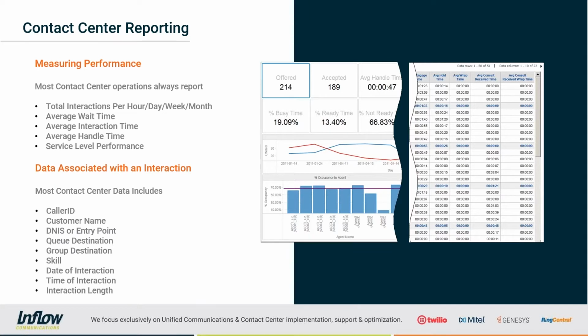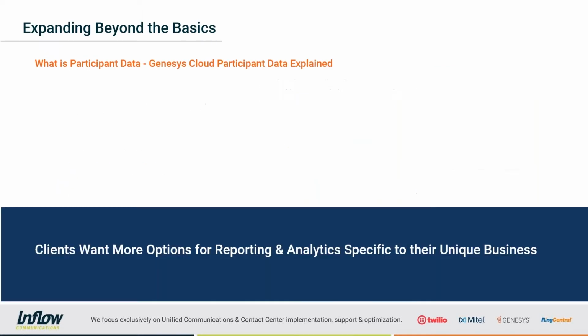And when we're looking at contact center data, the data that's associated with the interaction almost always includes caller ID. Sometimes you'll get a customer name. It may include the DNIS or the entry point, the number the client dialed to get to you. The agent in the contact center may see that information as well. It almost always includes the queue destination or name, the group destination. Sometimes it'll include the skill, date of interaction, time of interaction, and of course the interaction length. So these are common data points that everyone on this call is probably used to seeing, and we expect to report on. That goes without saying.